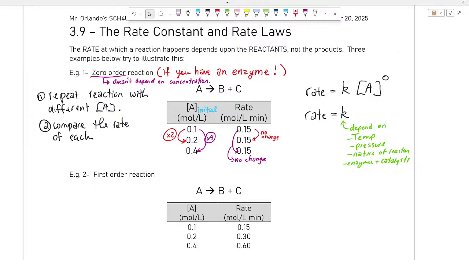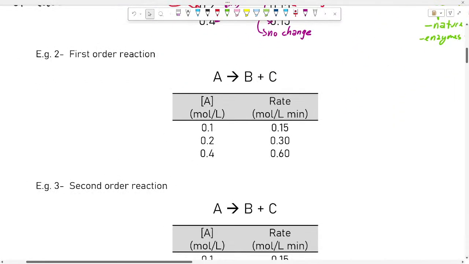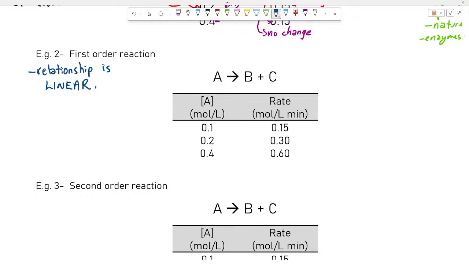Most of the time, if you change the concentration of a reaction, the rate is also going to change, right? And in this example, a first-order reaction, we say the relationship is linear. If you've taken functions and advanced functions, you should be comfortable with the idea of first order, second order, right? In a first order reaction, the relationship is linear, which means this time we run the experiment, and at 0.1 molar concentration of A, the reaction goes at 0.15 molar per minute. But if we double that, what happens now to the rate?